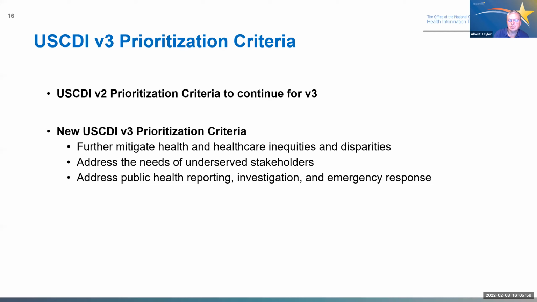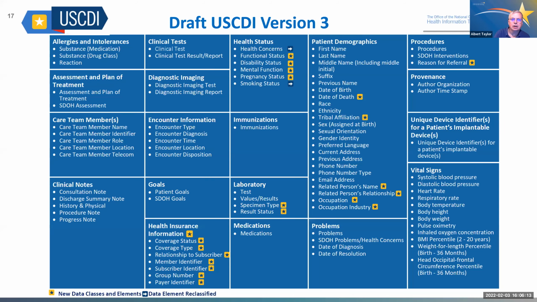So amongst the 150 or so data elements that came in that were most mature and most broadly applicable, we gave some priority to these areas. And this is what the current draft version of USCDI version 3 looks like. A couple of things to note. We added 2 new data classes, health insurance information and health status. Both of those have data elements within them that address a number of different equity disparities and represent members of the community that are generally considered underserved.